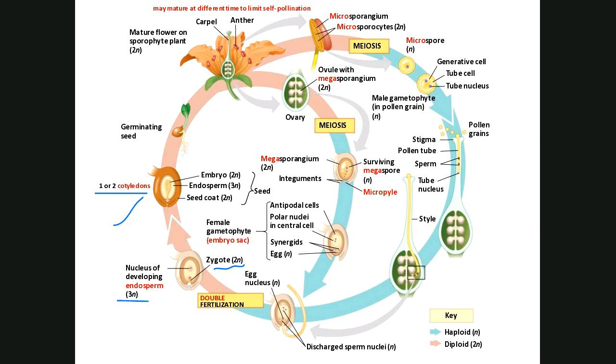Now, up here at the top in the red, the carpels and the anthers, or the male and the female parts, they may mature at different times too, which is going to help limit self-pollination. So the pollen matures and then drifts off with the air. That stops, and then the egg is mature. So hopefully the pollen from the same flower has drifted off before the egg is ready.